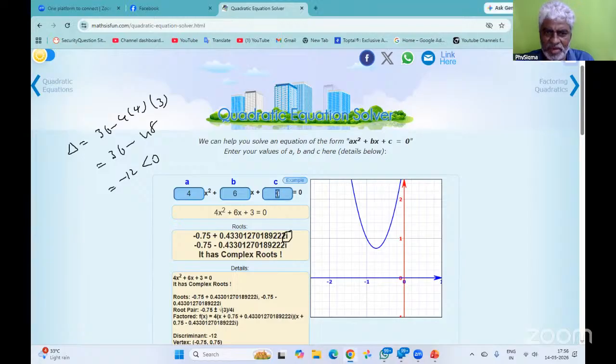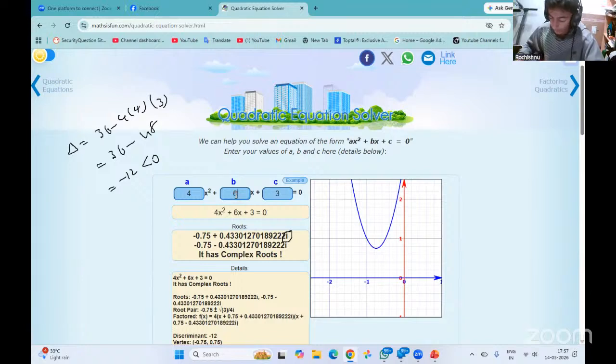You want C value 1? No. So change B value to 7. Have you understood that for having no solution, B should be a smaller value, right? If B is a bigger value, B square minus 4AC will become positive.